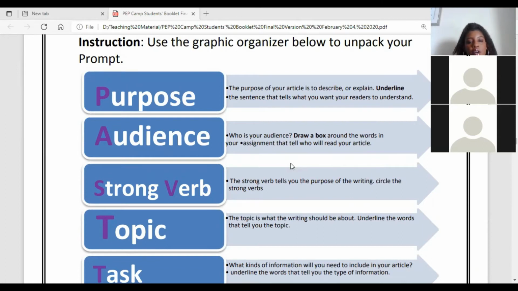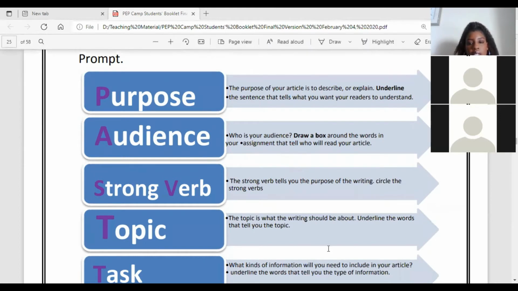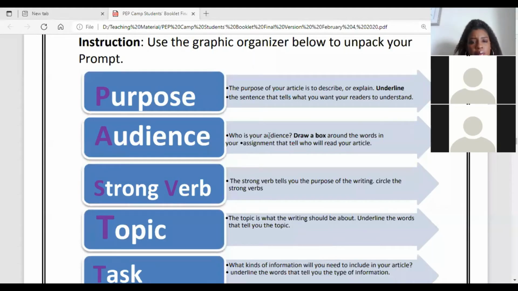The S stands for strong verb, and it's basically the verb that tells you what you're doing in your article. So you're either describing or explaining. As I said, you're either describing or explaining something. So the strong verb could either be to describe or to explain.